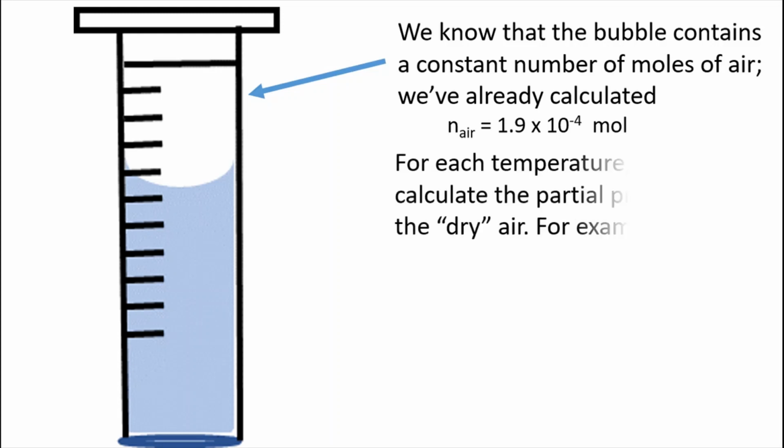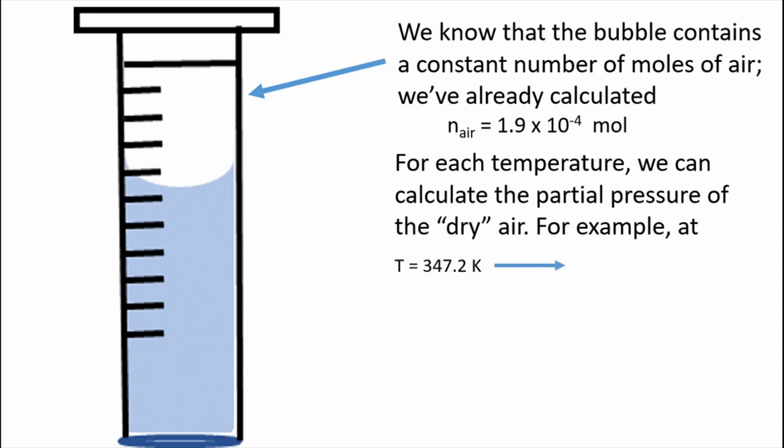So that means that at each temperature, we can calculate what is the partial pressure of these moles of dry air. So for example, let's say we take the highest temperature value, which was 347.2 Kelvin, and we saw that at that temperature, the bubble had a corrected volume of 6.7 milliliters. Again, remember in this set, we are only good to 1 decimal place. It may be that in your data set, you'll be able to have 2 decimal places. So what we're going to do is we're going to use, again, the ideal gas equation to solve for the pressure of the air.